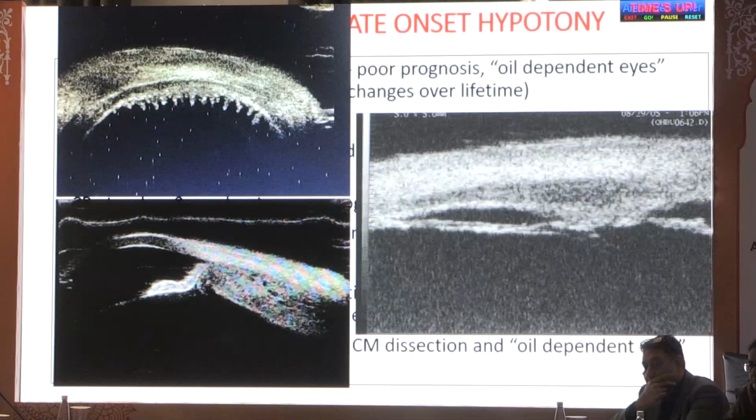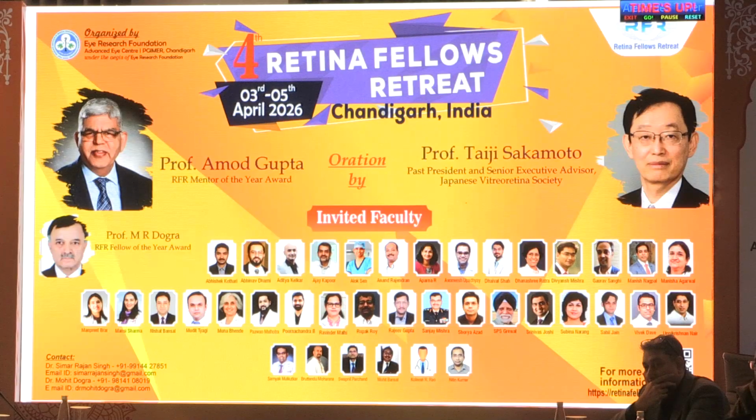But if you see that the ciliary body has no finger-like projections, so it's actually bald, and there is a linear membrane in front of it, then not only is the ciliary body atrophic, there is a cyclitic membrane also, which is a cause for late hypotony. With that, I'm just going to finish.